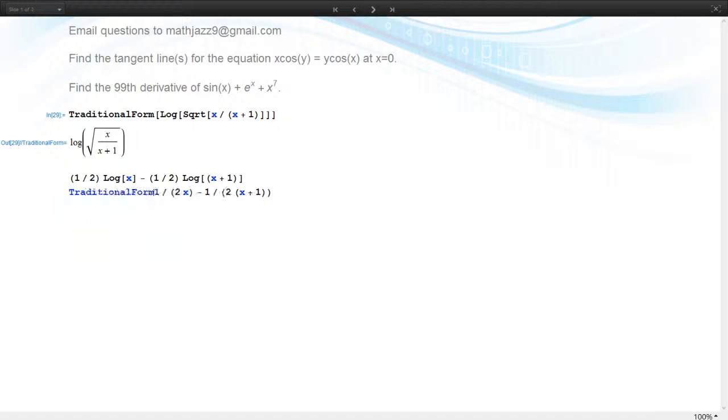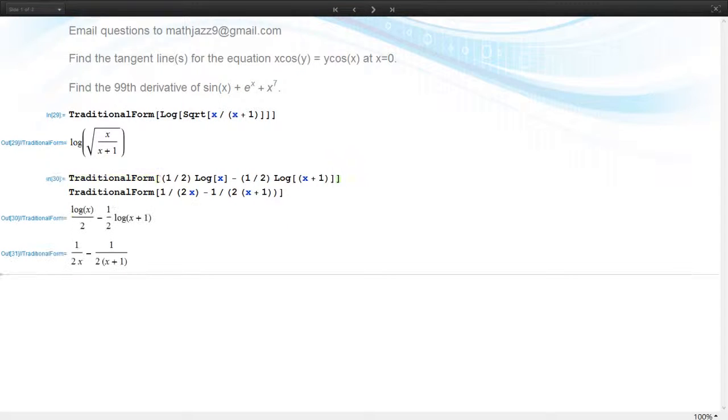And let's put these in traditional form boxes. And it looks beautiful. This is our derivative: 1 over 2x minus 1 over 2 times x plus 1. Okay, so let's do another problem.